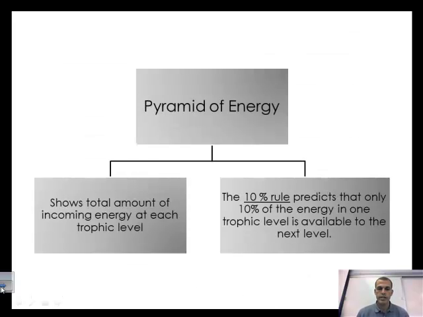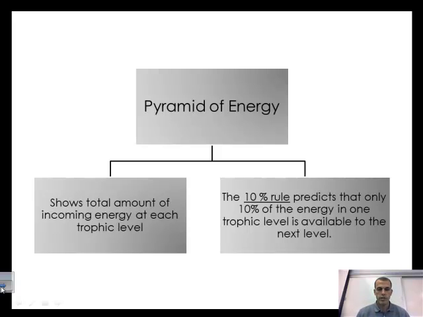So the first one you see here is the pyramid of energy. Okay, and again, what this does is shows the total amount of energy that's available in each trophic level. All right, and what it's referred to is the 10% rule. And what this predicts is that only about 10% of the energy from one trophic level is available to the next. So if we're talking about the first trophic level, we're going to lose 90% of the energy when it moves into the second trophic level.